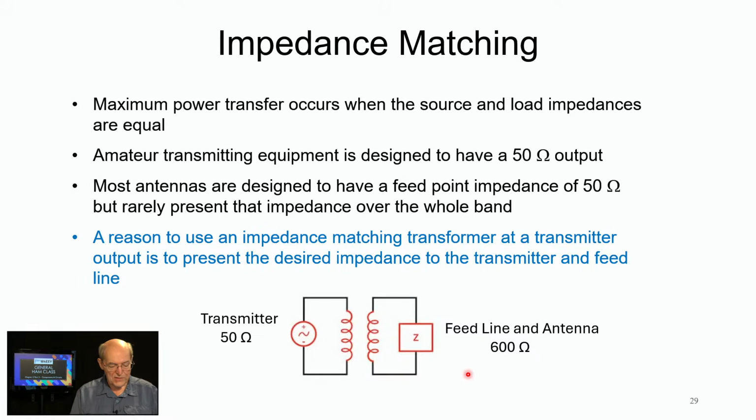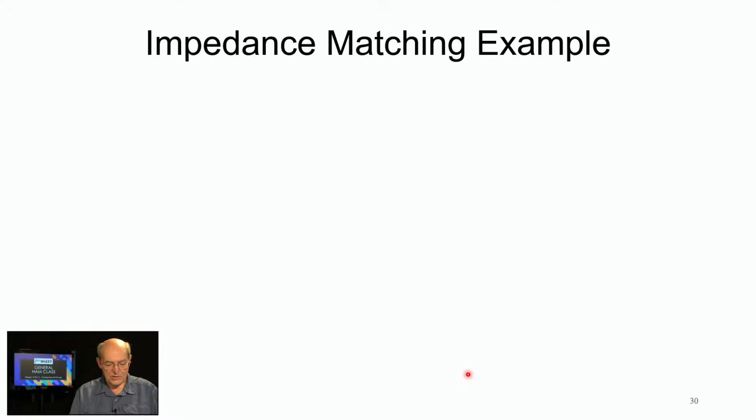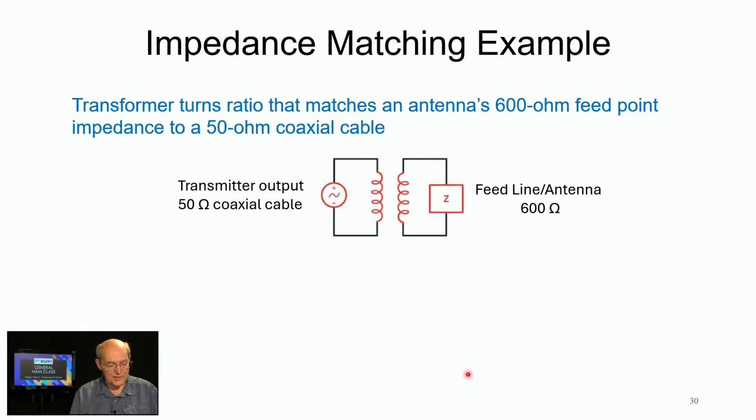The maximum transfer of power is what we're trying to achieve, and a 50 ohm presentation to the transmitter. So here's some examples. So, transformer turns ratio. Okay, remember we talked about transformer turns ratios. We were talking about step up and step down transformers. Okay, we're going to extend that a little bit with impedance matching.